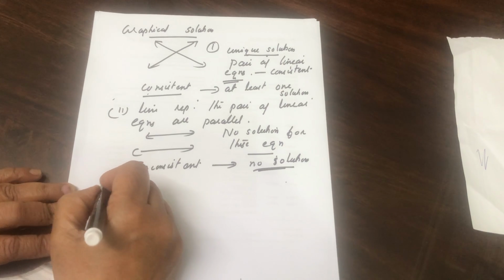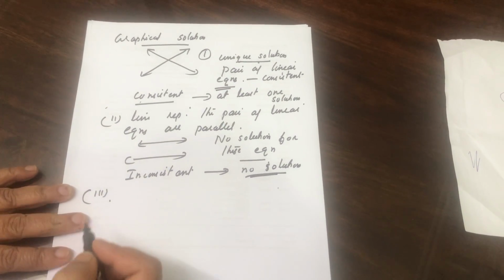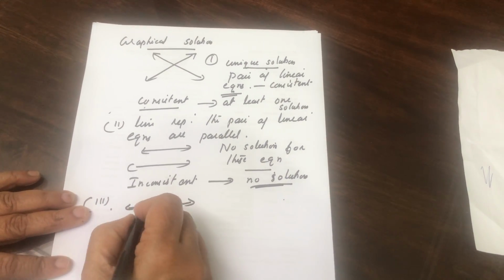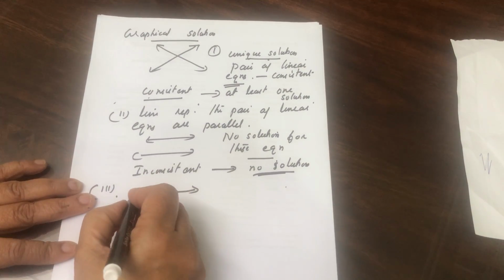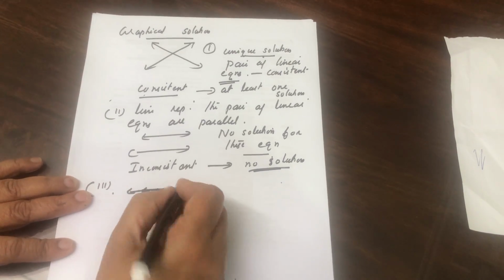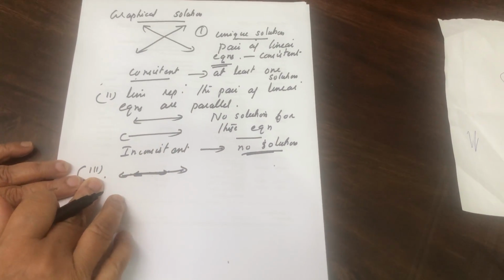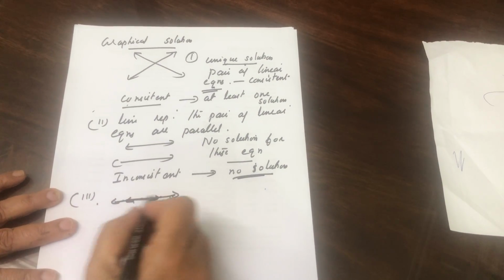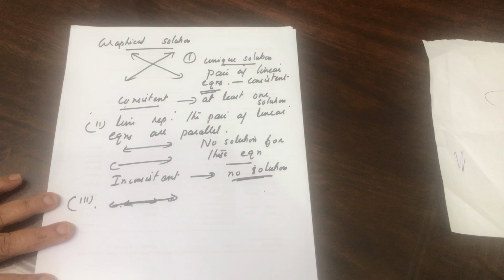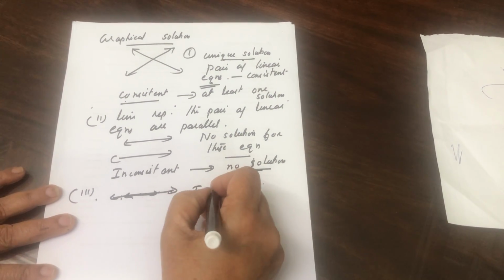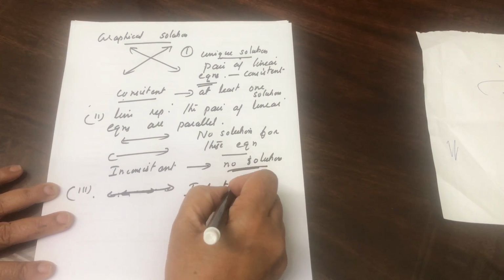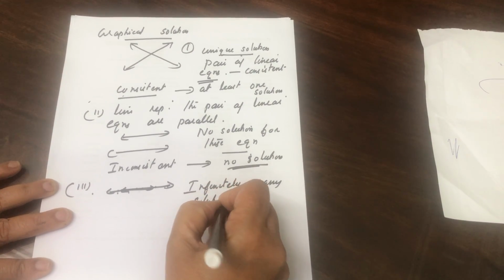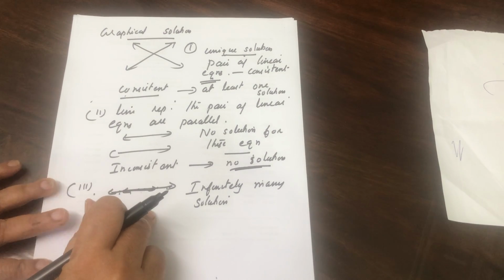Then what is the third one? Lines representing the equations are overlapping or coincident. That means any point you take on this line will be a solution for the pair of linear equations. That means these two equations have how many solutions? Infinitely many solutions for this pair of equations.